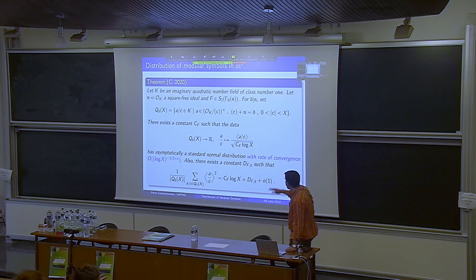The constant, of course, depends on F. We fix the cusp form, so all this is for a fixed cusp form, and we see what happens for these modular symbols. Of course, the constant depends on F, and as I said, we can deduce what it is.